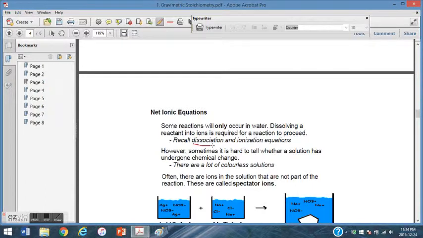So we can look at, for this, dissociation, that's an ionic compound dissolving in water, or ionization equations. This is an acid reacting with water. Now, looking at that, sometimes it is hard to tell whether a solution has undergone a chemical change because there are a lot of colorless solutions. Often there are ions in solution. They're not part of the reaction. They're along for the ride. We need them in order to get the reactable substances there.